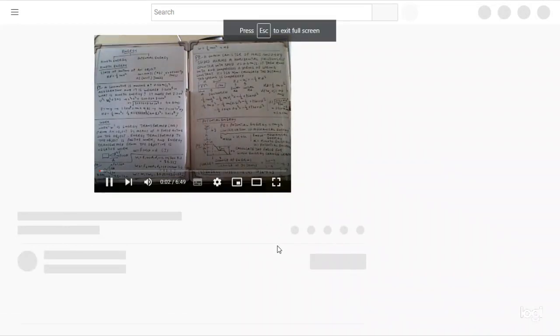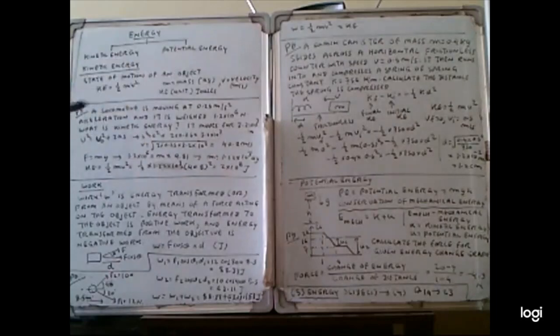Kinetic energy and potential energy. The kinetic energy is the state of the motion of an object. K equal to half mv squared. In this case, m is the mass and v is the velocity. K has the unit joule. Kinetic energy can be calculated as half mv squared.